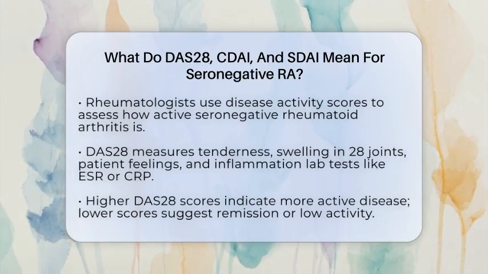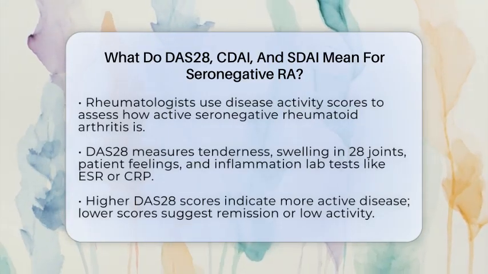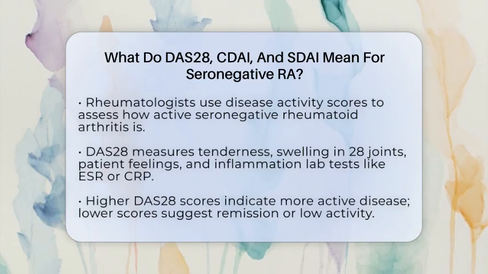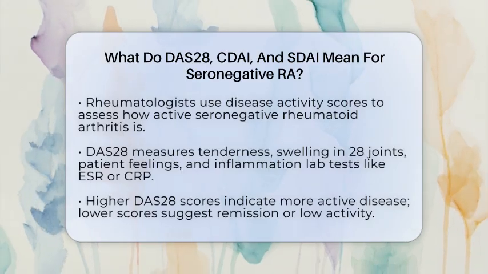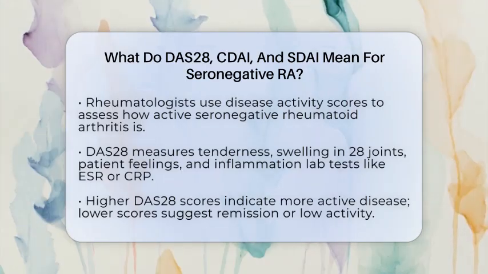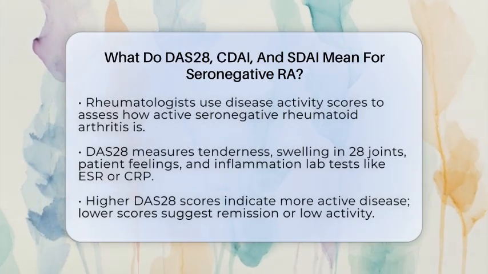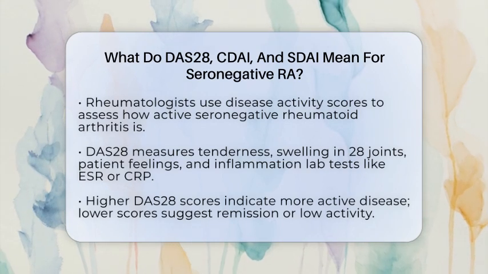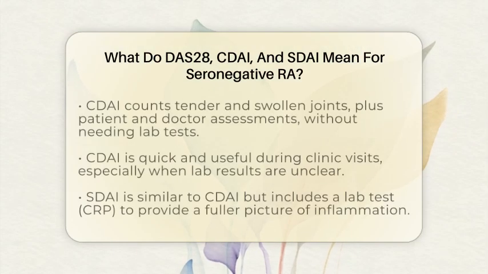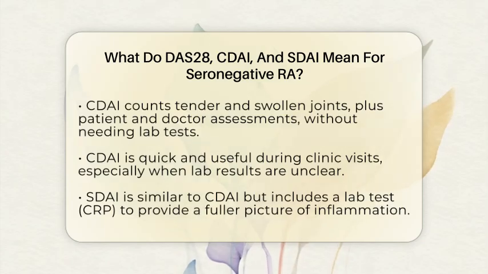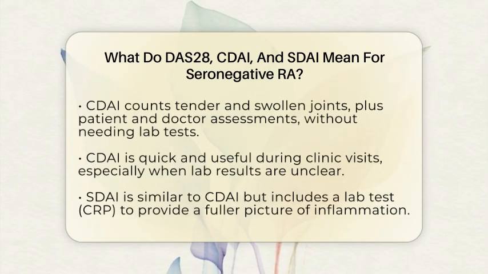DAS28 stands for Disease Activity Score using 28 joints. It looks at how tender and swollen these 28 joints are, combines that with how the patient feels overall, and adds a lab test result called erythrocyte sedimentation rate, or C-reactive protein. These lab tests measure inflammation in the body. The result is a number that shows how active the disease is. Higher scores mean more active disease, while lower scores suggest remission or low activity.